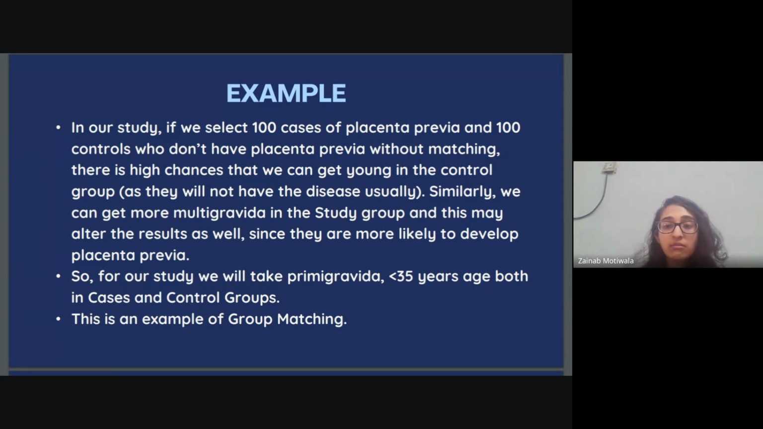Similarly, the gravidity of the patient. So the number of times that they have passed 28 weeks of pregnancy, and the more the number of pregnancies, the more chances of placenta previa. So if we do not do group matching, we might have a lot of multi-gravid patients in the study group, and this might again affect the outcomes. So in this particular group, how we would do group matching, ideally, we would take patients less than 35 years of age in both cases and controls, as well as primary gravid patients.